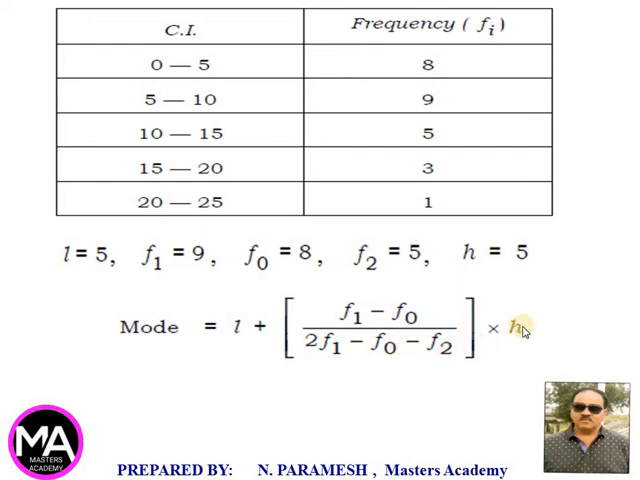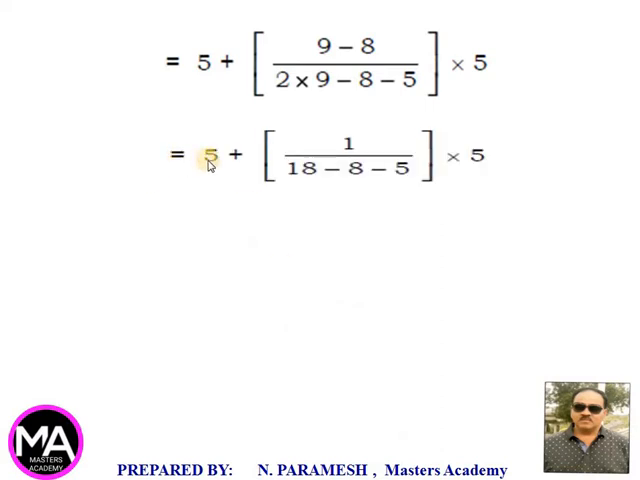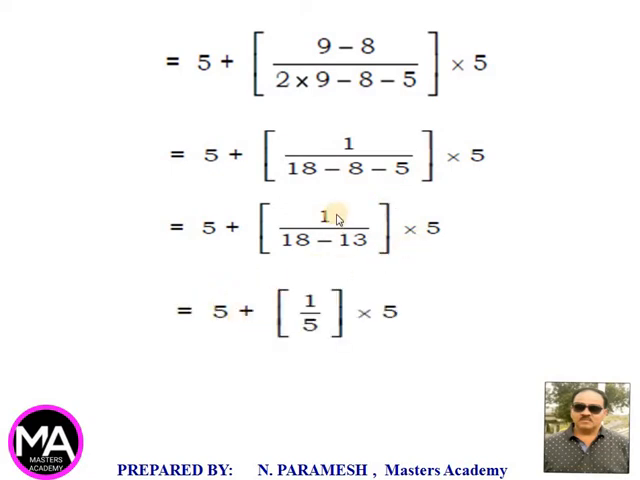minus F2 bracket close into H is equal to 5 plus bracket 9 minus 8 divided by 2 into 9 minus 8 minus 5 bracket close into 5 is equal to 5 plus 9 minus 8 is 1 divided by 9 2s are 18 minus 8 minus 5 bracket close into 5 is equal to 5 plus 1 divided by 18 minus 13 bracket close into 5 is equal to 5 plus 1 by 5 into 5, 5 gets cancelled, is equal to 5 plus 1 is equal to 6. Mode is equal to 6.